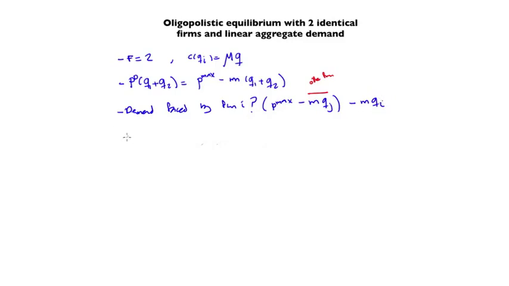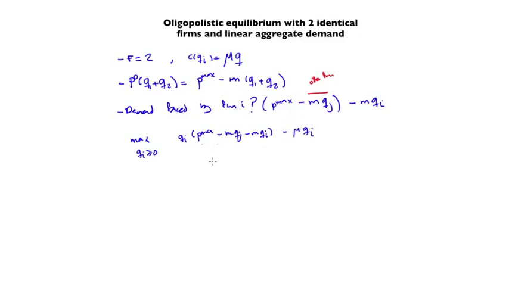And what is it going to do? It's going to maximize over Qi greater or equal than 0, that demand function times Qi, minus its total cost, which is mu Qi.